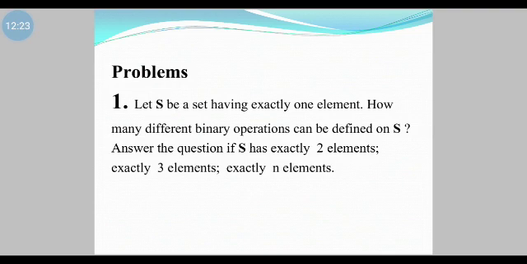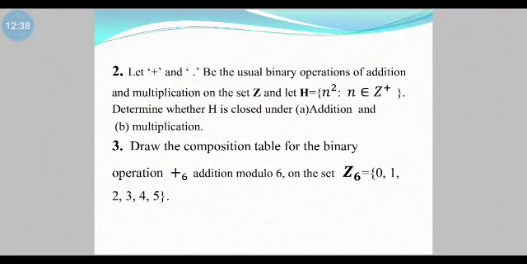So here we want to count the number of binary operations on a set S with different cardinality. Cardinality means the number of elements in that set S. Second question: let addition and multiplication be the usual binary operations on the set Z, and let H equal the set of all n square such that n belongs to Z plus. Determine whether H is closed under addition and multiplication. That is the second question.